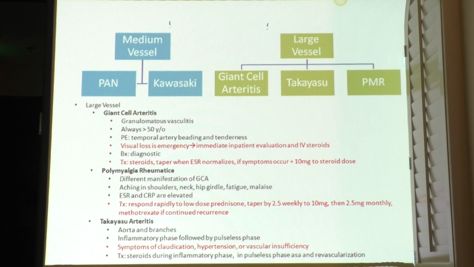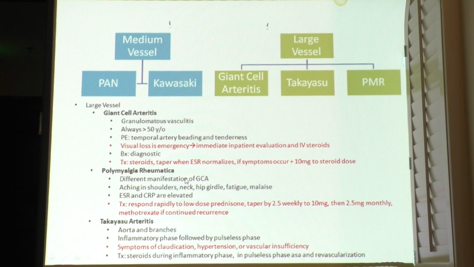Okay, in the large vessels, we have the giant cell. You know, it's always elderly people. Like I'm 40, I'm gonna be 50, I'm gonna be at risk of giant cell arthritis. So if you have the case on your board like visual loss, this is an emergency. You need to admit the patients, do a biopsy, and do IV steroids. And you need to taper them until the ESR normalized.